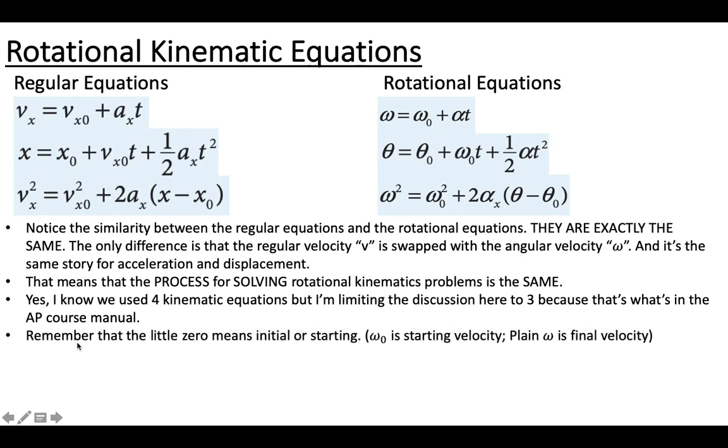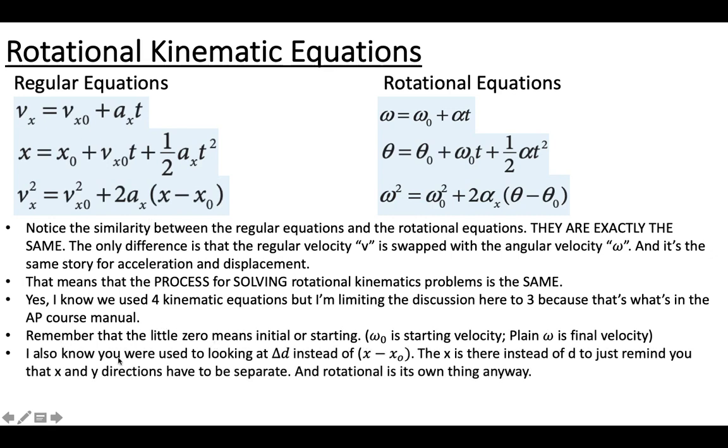Another thing. Remember that the little 0 down here means initial or starting. So omega 0 is your starting velocity, and then the plain omega without the little 0 is final velocity. I think in class we used i and f. They don't use i and f. I just want to remind you, this is what they're using: 0 for the start and then just nothing for the final. So if it doesn't have the little 0 right there, that's the final velocity.